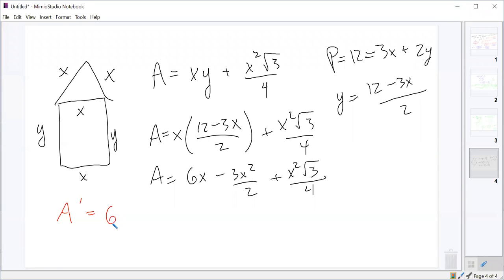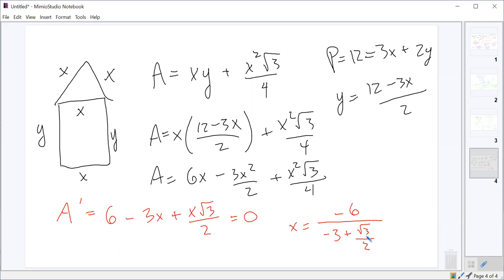All right, so A prime then is just equal to 6 minus 3X. If we take the derivative of 3X squared over 2, that's 3X. And then this one becomes 2X root 3 over 4, or just X root 3 over 2. And if we want to find out when that's undefined, that's never. But if we find out when it's 0, that ought to give us X equals negative 6. So bring the 6 to the other side, and then we factor out this negative 3 plus root 3 over 2. So divided by negative 3 plus root 3 over 2.